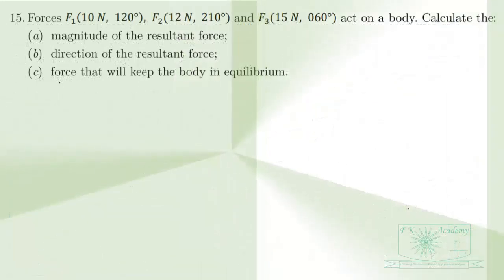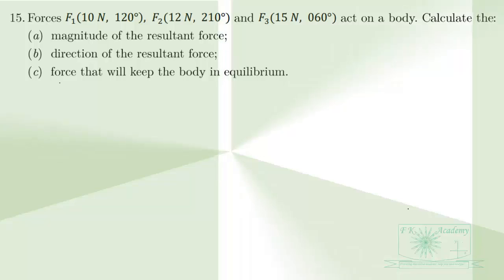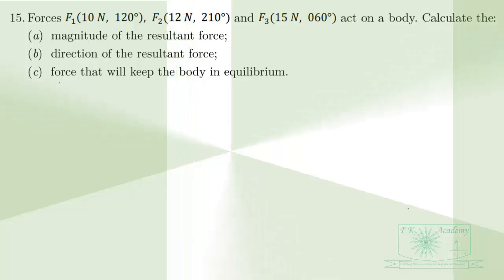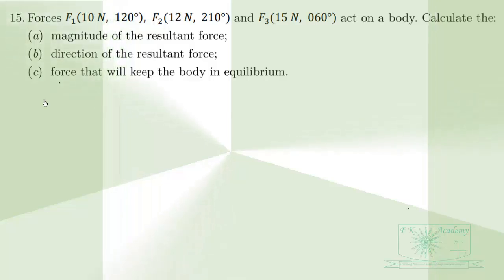Question number 15 on vectors and mechanics. Forces F1 10 Newton 120 degrees, F2 12 Newton 210 degrees, and F3 15 Newton 60 degrees act on a body. Calculate the magnitude of the resultant force, the direction of the resultant force, and the force that will keep the body in equilibrium.